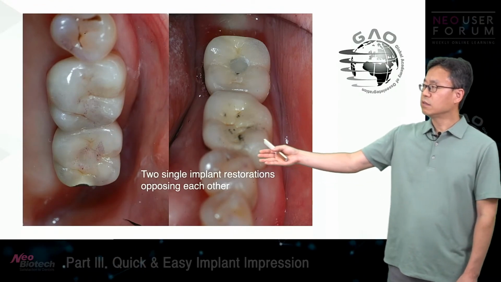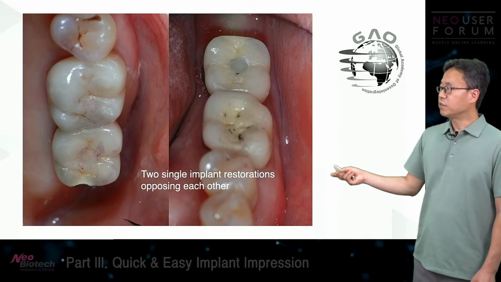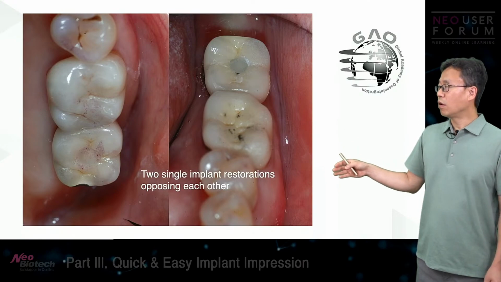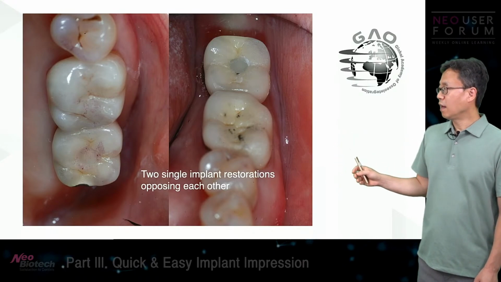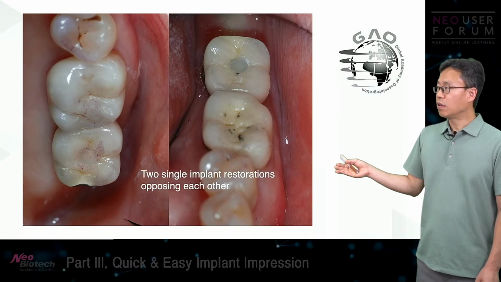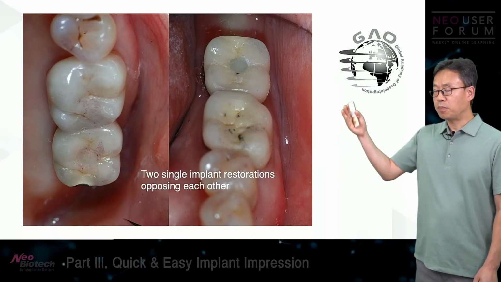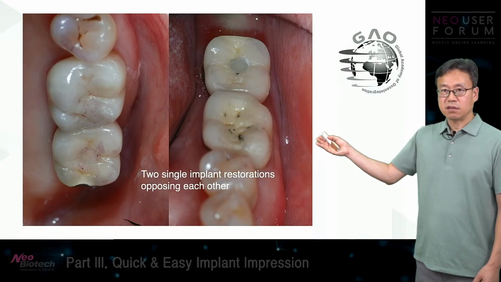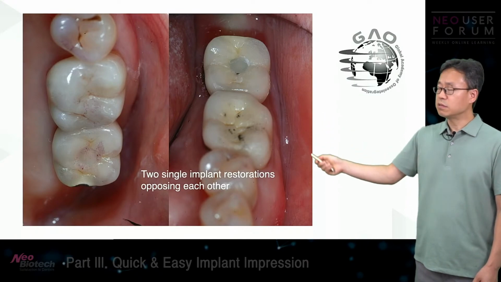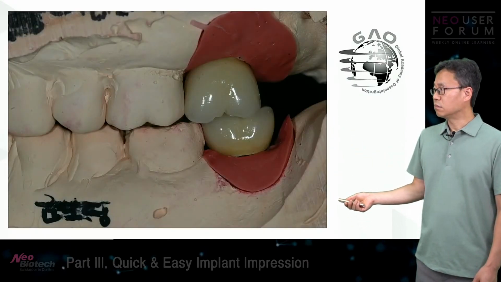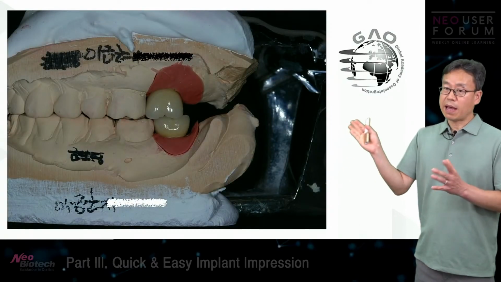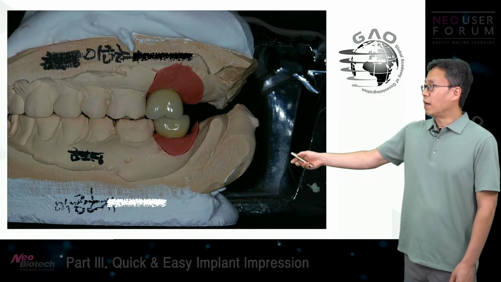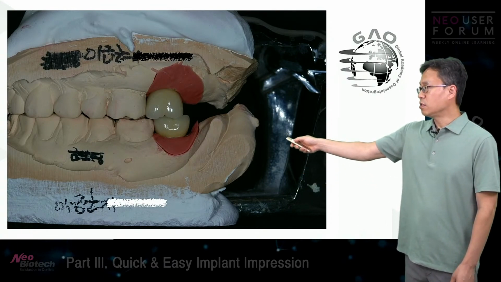So number 27, the second upper left molar, and the second lower left molar are implants. They're opposing each other. How did I make these two restorations? Like this. I'm going backward to show you how I did it. So I made these two implant restorations on this model.